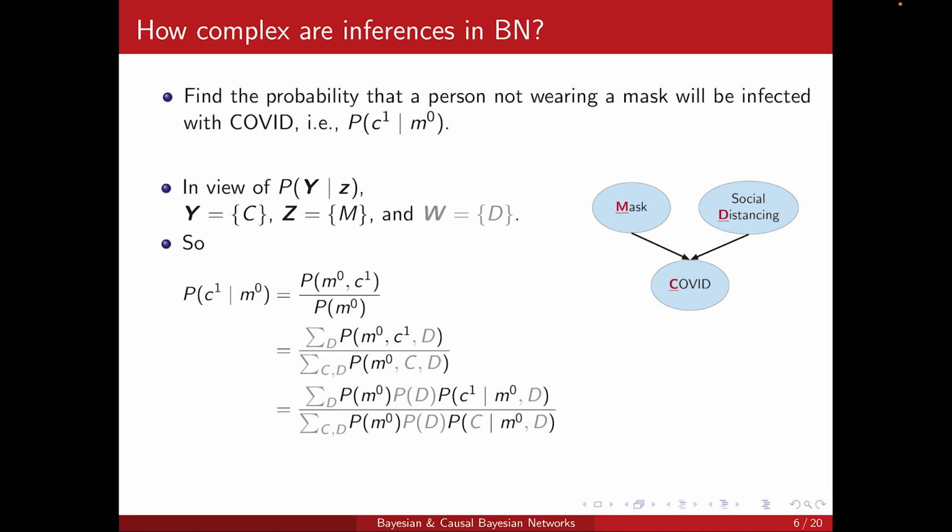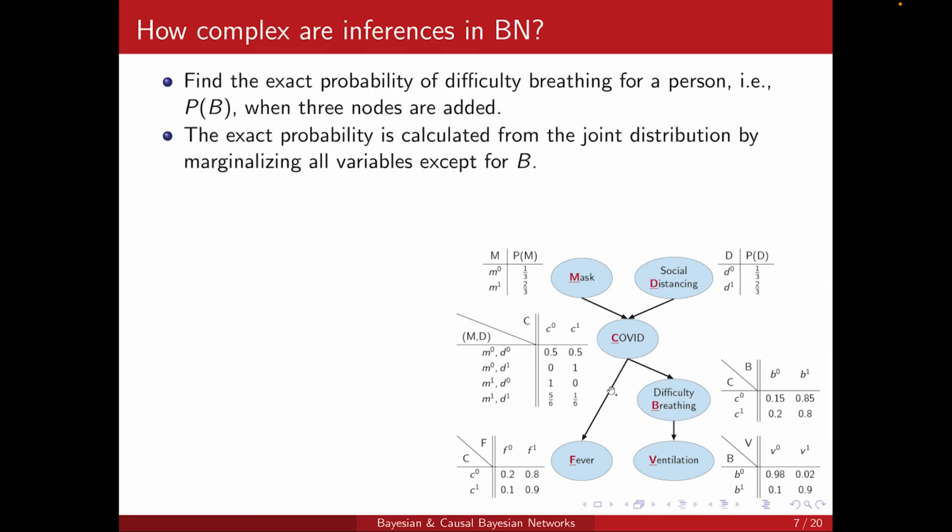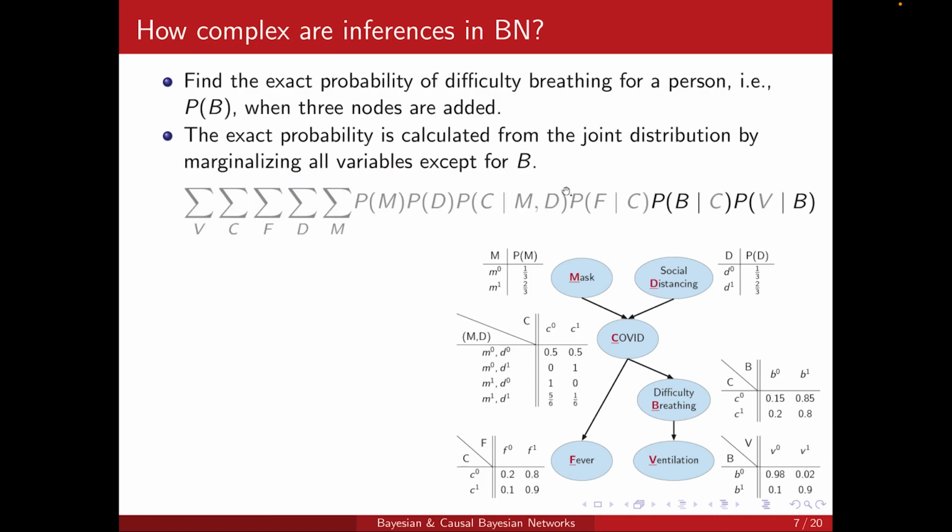Great, let's now see what happens if we add 3 more nodes. In this case, we're interested in P of B, as in the original example. So the exact probability is calculated from the joint distribution by marginalizing all the variables except for B, and this means we have to calculate this summation. Okay, so this is already factorized. Here we originally had the joint distribution of all of these variables.